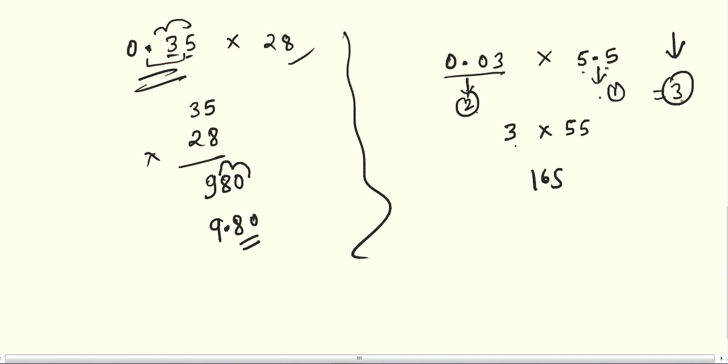Now 3 jumps you have to make. So 1, 2, 3. So it will be like 0.165. So like this you have to solve. This is not a new topic and you have studied this in class 4th, 5th, 6th. Clear? So next is, about multiplication. Next is about division.